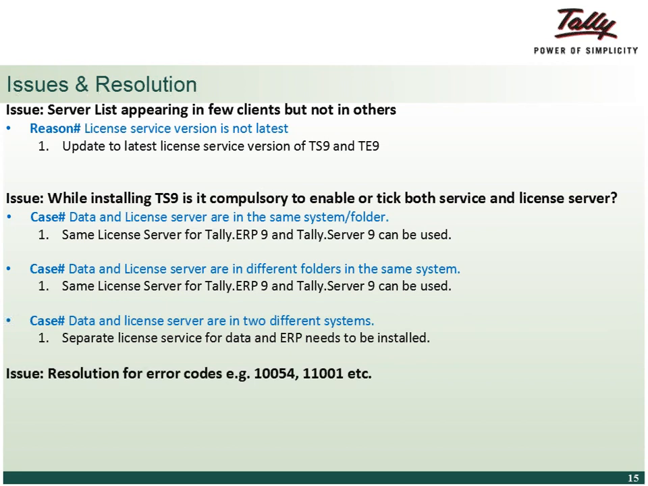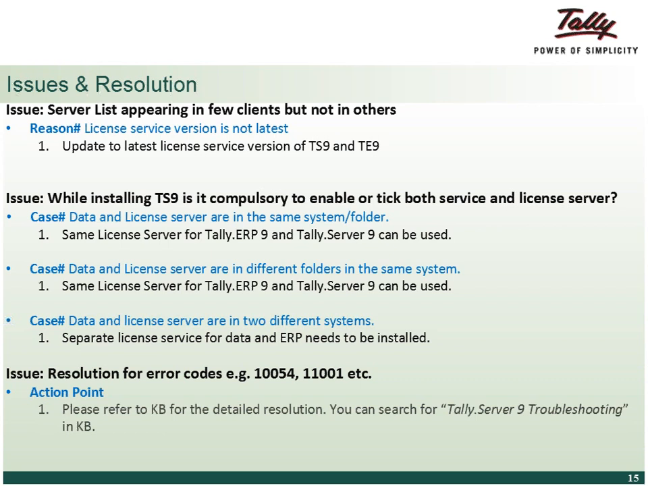Next issue is related to the resolutions for error codes, for example 10054, 11001, etc. It may occur especially when you are accessing the data on the client system. So the action point we need to take whenever we come across such errors is, you can refer to the KB, because most of these particular errors will come due to network connectivity issues. We have given the detailed analysis regarding this one and the checklist to be followed in our KB article. You can search for the keyword Tally Server 9 troubleshooting in the KB and then check it out.